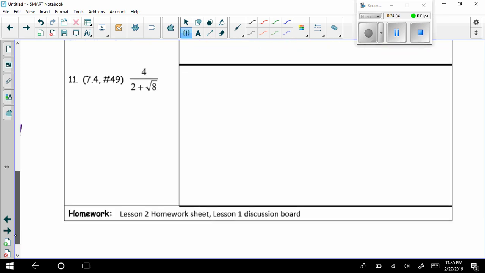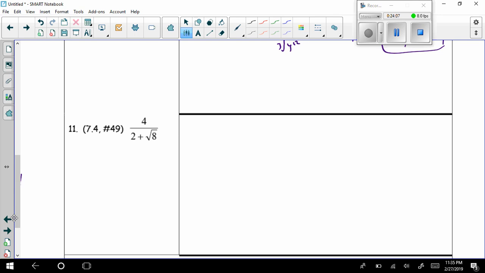Okay. The last thing we really need to go over is a problem like this, where you have addition, because remember, I can't just take 4 over 2 plus root 8 and multiply this by root 8, because then this would have to distribute through. So the only thing that accomplishes is moving my radical from one term to another. Okay, so it does nothing.